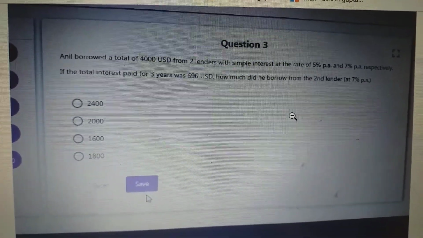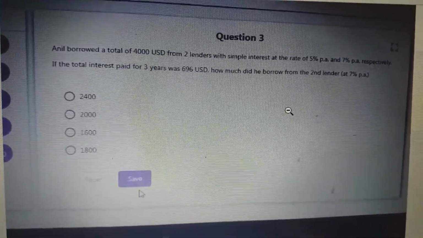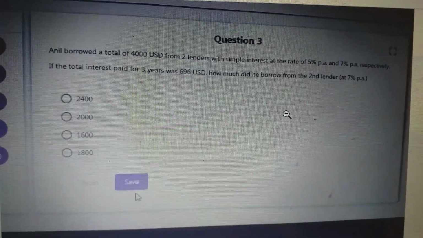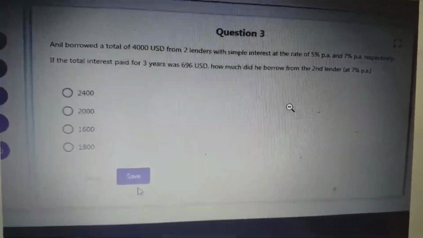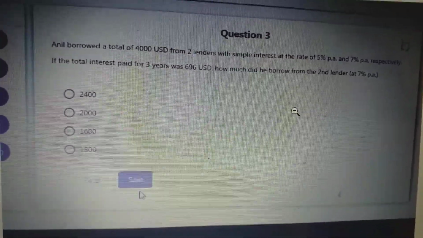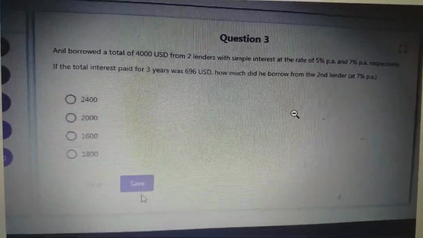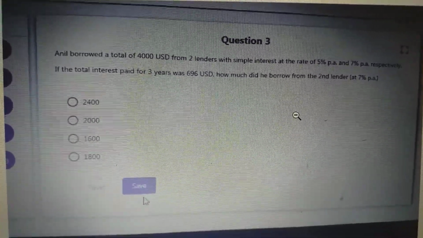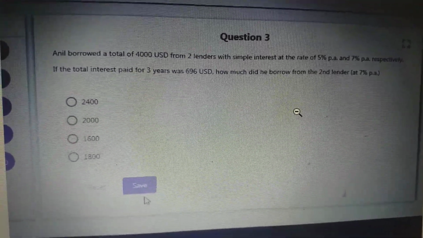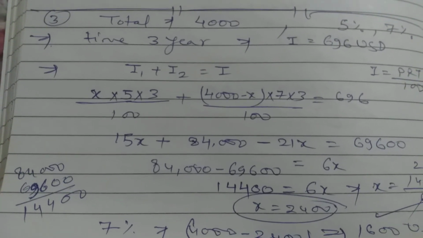So our next question is this. Anil borrowed a total of $4,000 from two lenders with simple interest at the rate of 5 and 7% respectively. If the total interest for 3 years was 696 US dollars, then how much did he borrow from the second lender, that is for 7%? These are the options. You can pause the video and solve the question. After that we will solve it. Okay friends, we will solve the question.